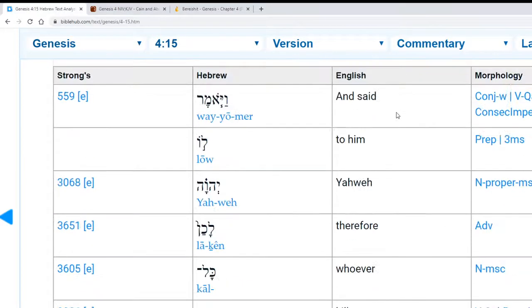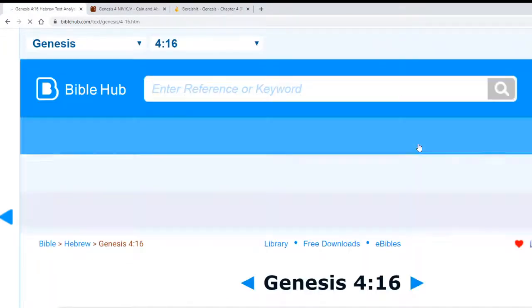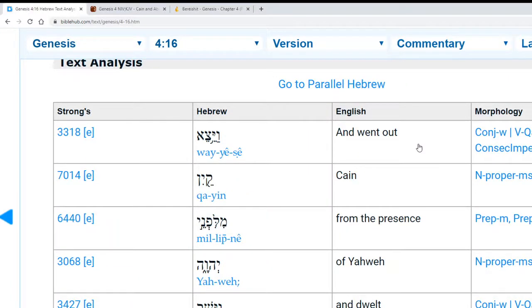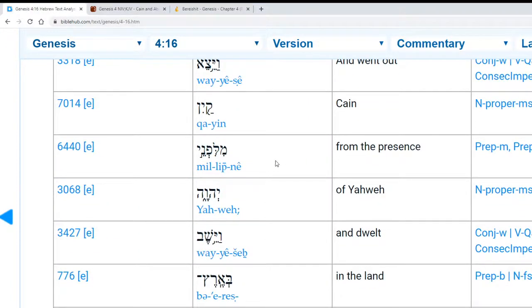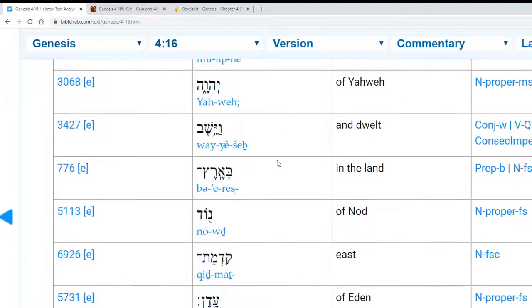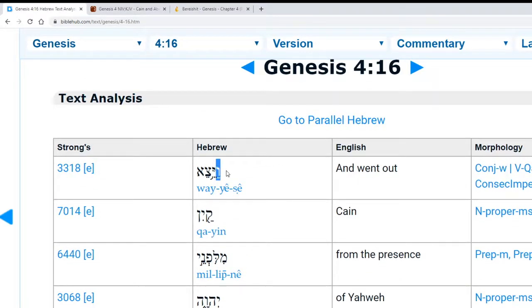Verse 16. Vayetze Cain milifnei Havaya vayeshev be'eretz Nod kidmat Eden. Okay. So conjunctive vav, and so this is yetze. So this is to come out. Again, you're gonna have to figure out which shorashim you think it is. But here, vayetze, he went out, makes sense to me.